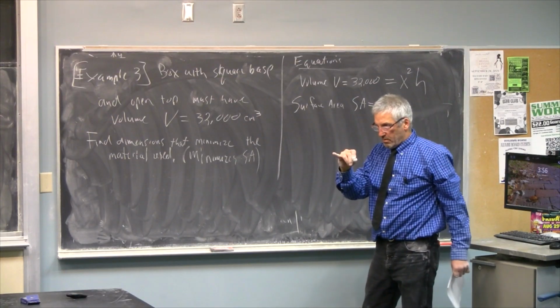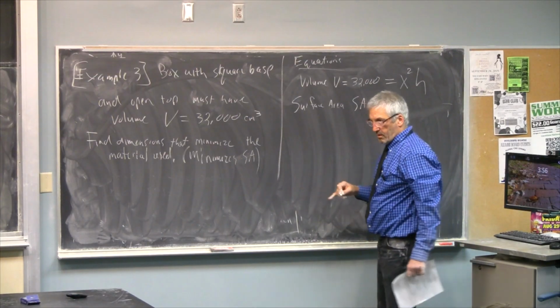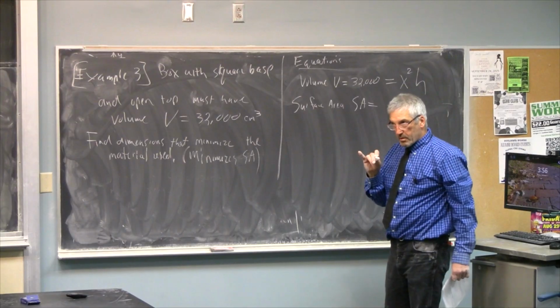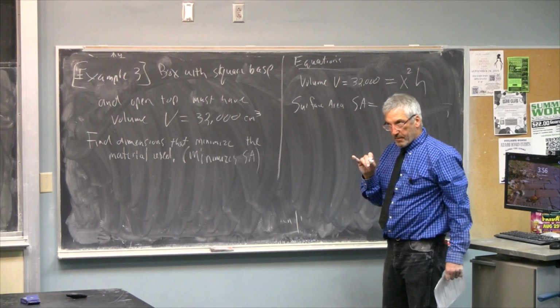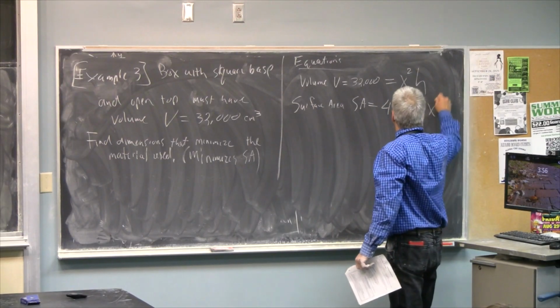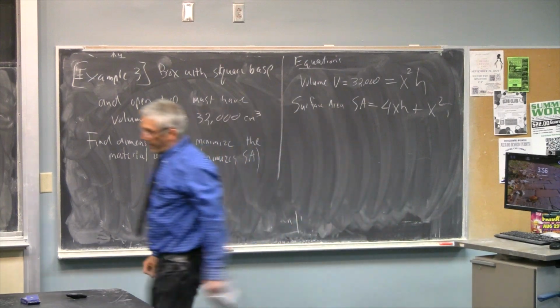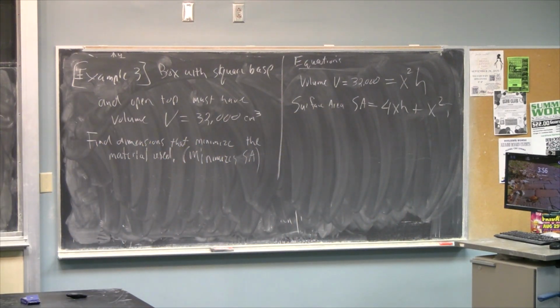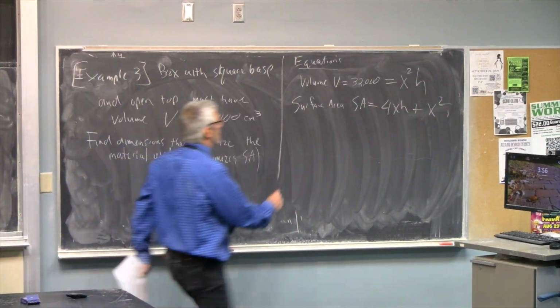Yeah, 4xh plus x squared. Open top, so just plus x squared. The bottom is x squared. Each of these sides is x times h, so 4 of those sides and then just the bottom. And we're supposed to minimize surface area.